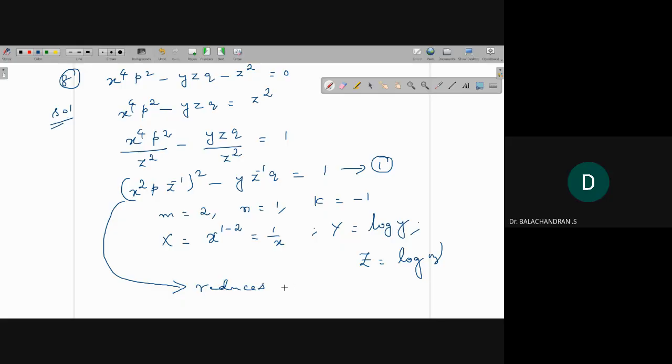Which type does it reduce to? Can you predict? Type 1. It reduces to type 1, f of p comma q equal to 0 should come. Okay? Please check it.